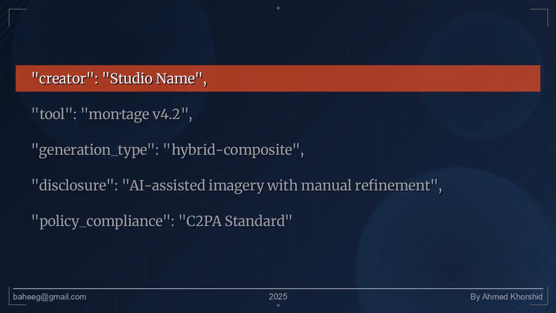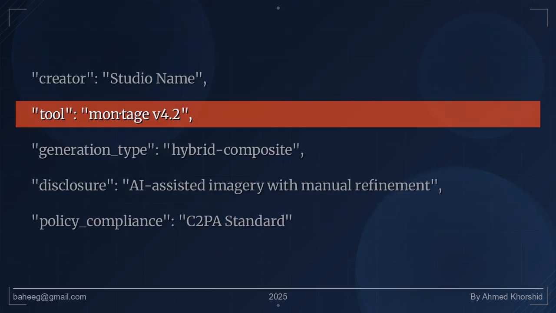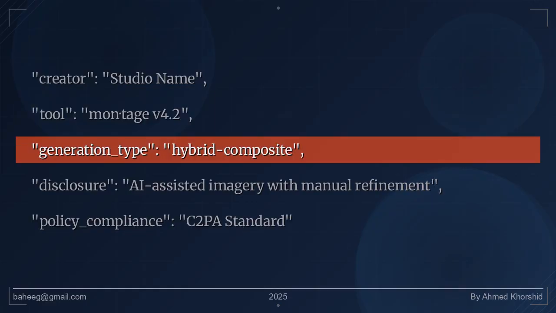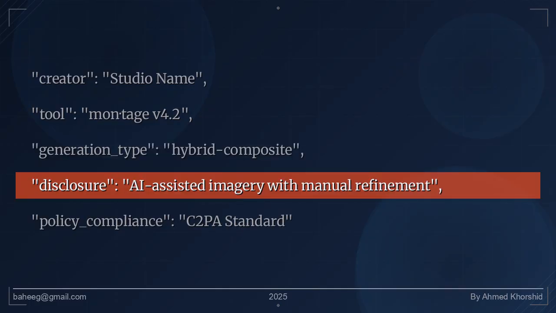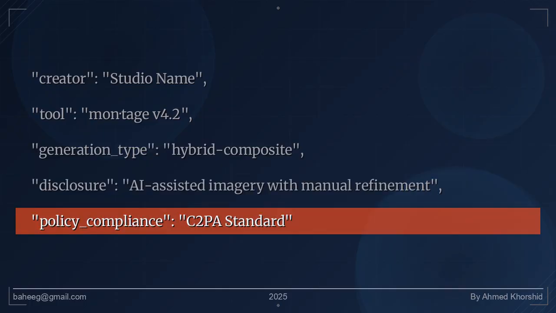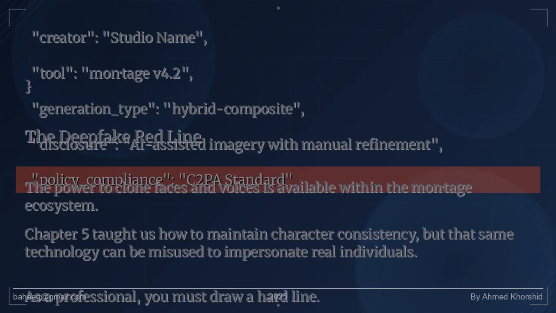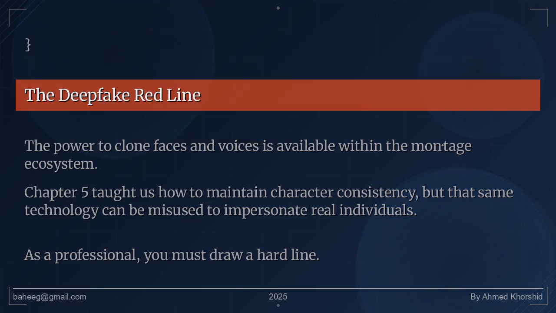Creator, studio name. Tool, Montime's Tage version 4.2. Generation_type, hybrid composite. Disclosure, AI-assisted imagery with manual refinement. Policy_compliance, C2PA standard.